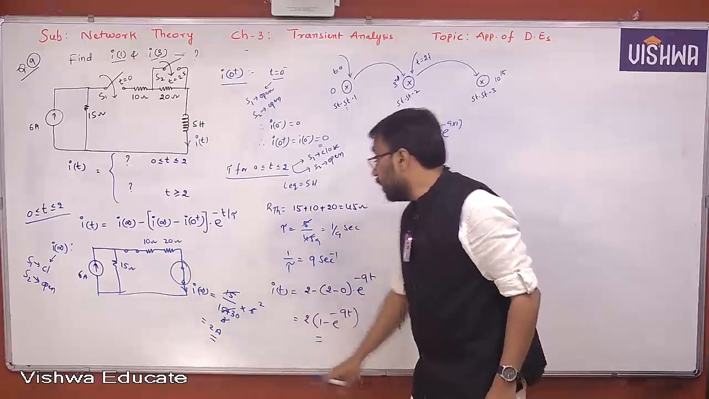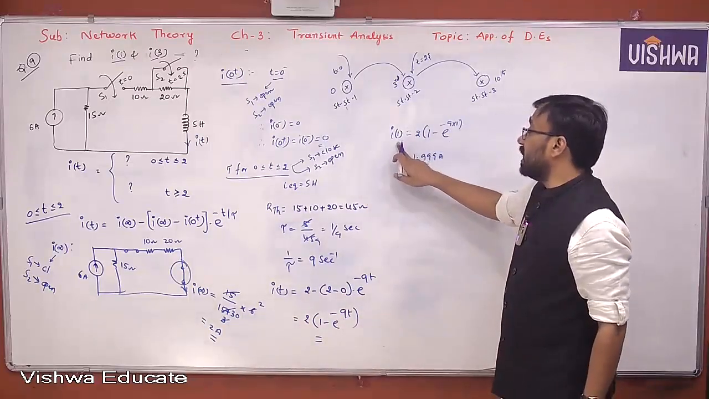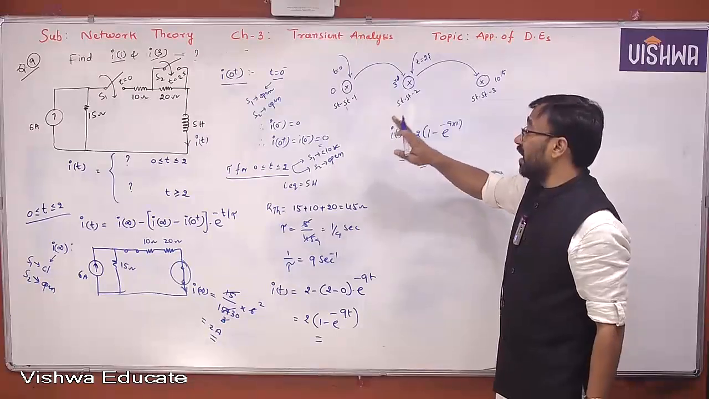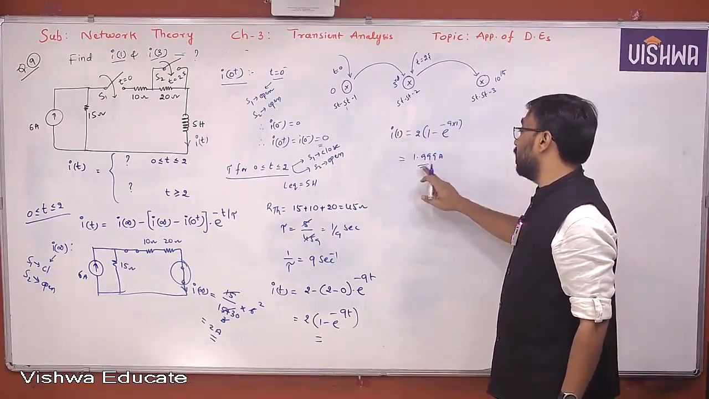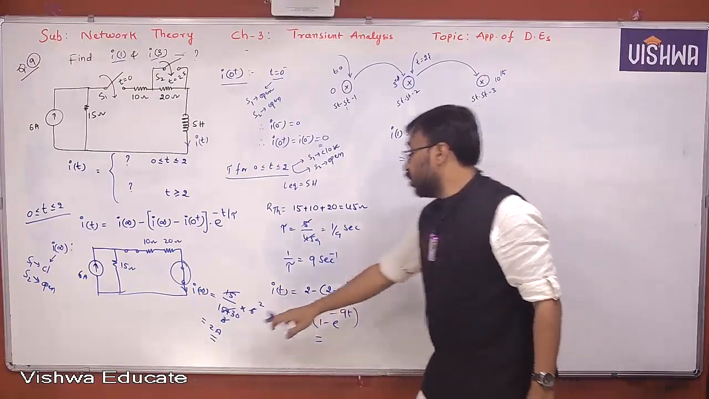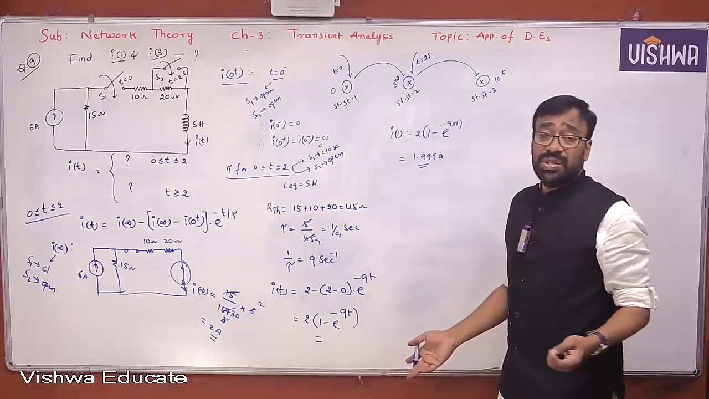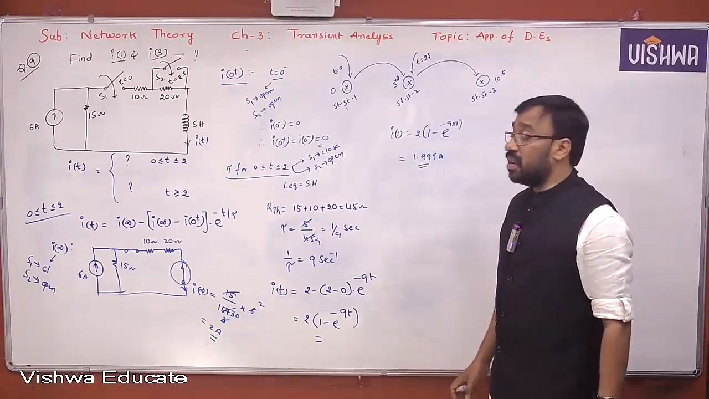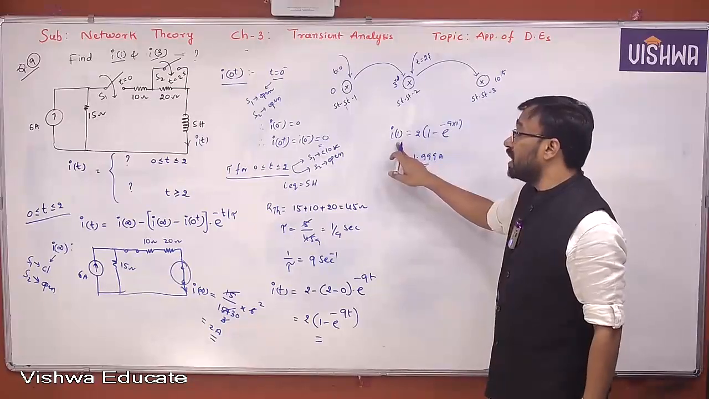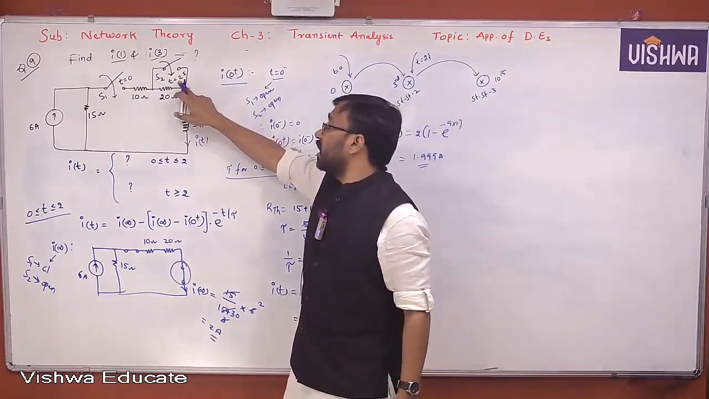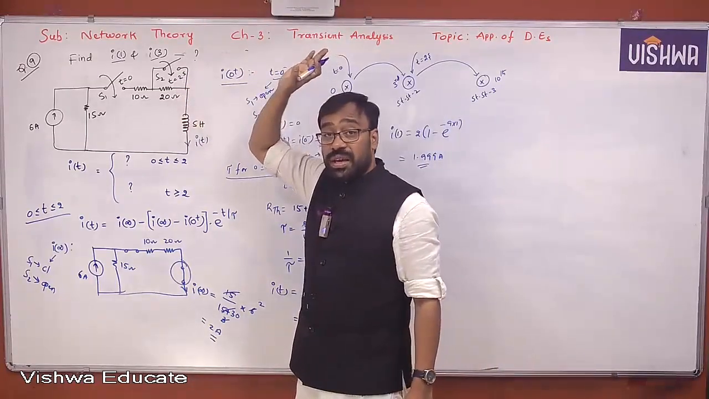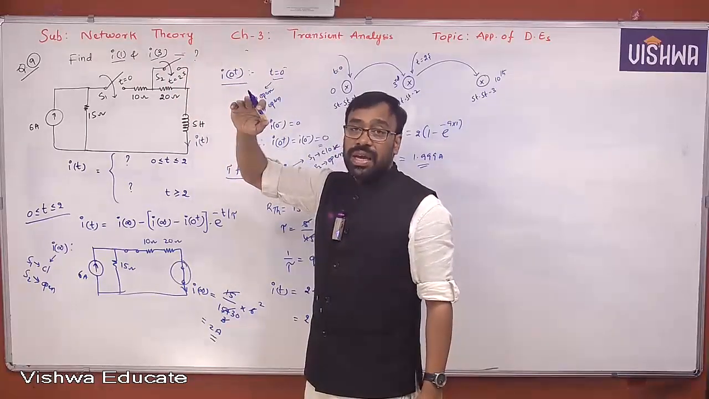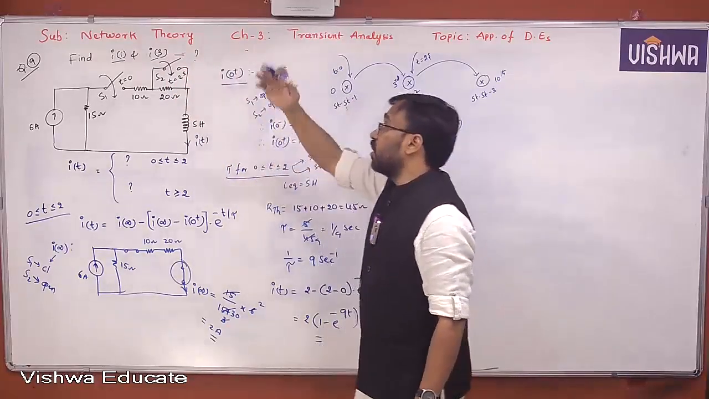2 amperes. At t equal to 1 second itself, the current has already almost reached the steady state. 1.999 and 2, what is the difference? Just 0.0001. It has almost reached the steady state value by t equal to 1 second. But when is the second switch operated? At t equal to 2 seconds. At t equal to 1 second itself, the network has reached the steady state, and at t equal to 2 seconds you are operating that switch.